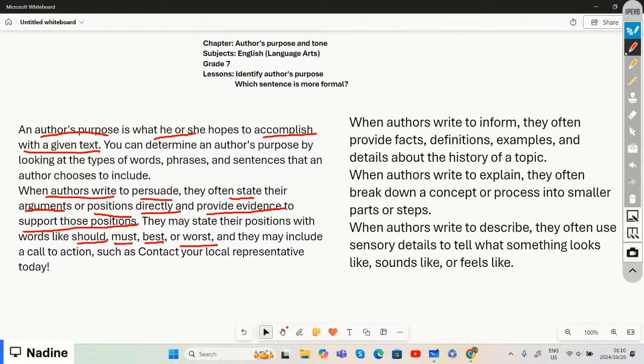All right. So when it also comes to the author's purpose, when authors write to inform, then they often provide facts, definitions, examples, and details about the history of the specific topic that they are discussing.